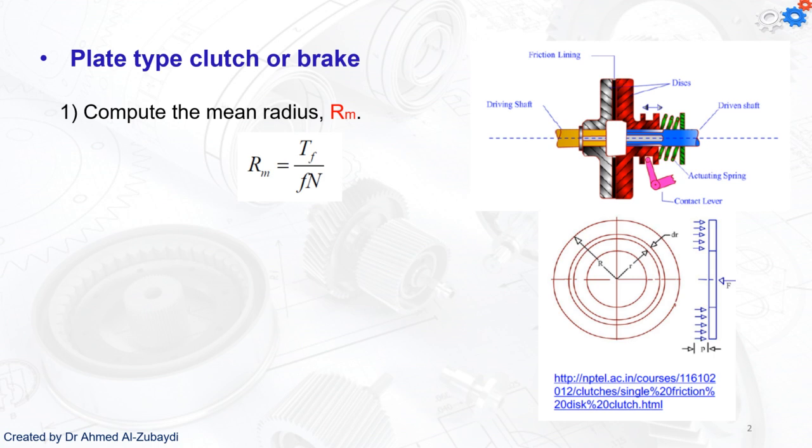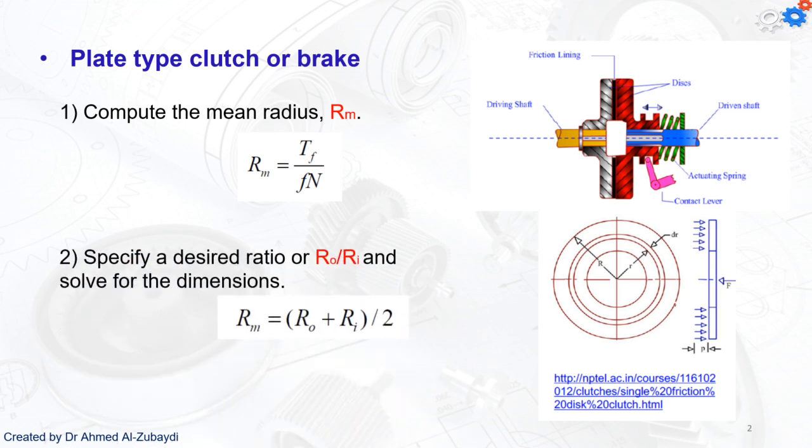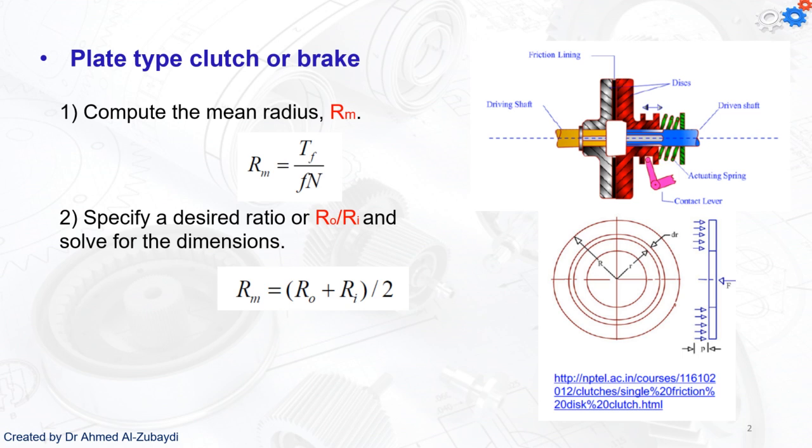It's going to be the torque divided by the coefficient of friction multiplied by the normal force. Torque is going to be in Newton meter. Coefficient of friction is unitless. The N is going to be in Newton, so the answer is going to be in meters. And second, we're going to specify the desired ratio, the R over O, and solve for the dimensions. Usually the R over O is going to be anything in the range between 1 to 2.5.